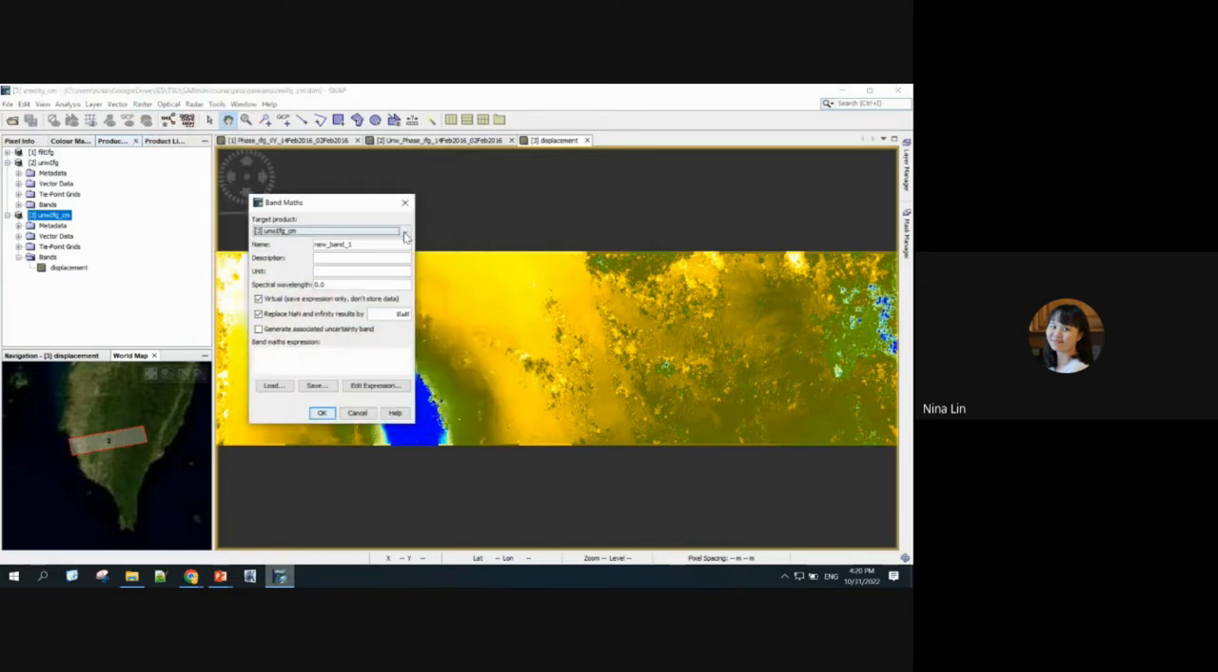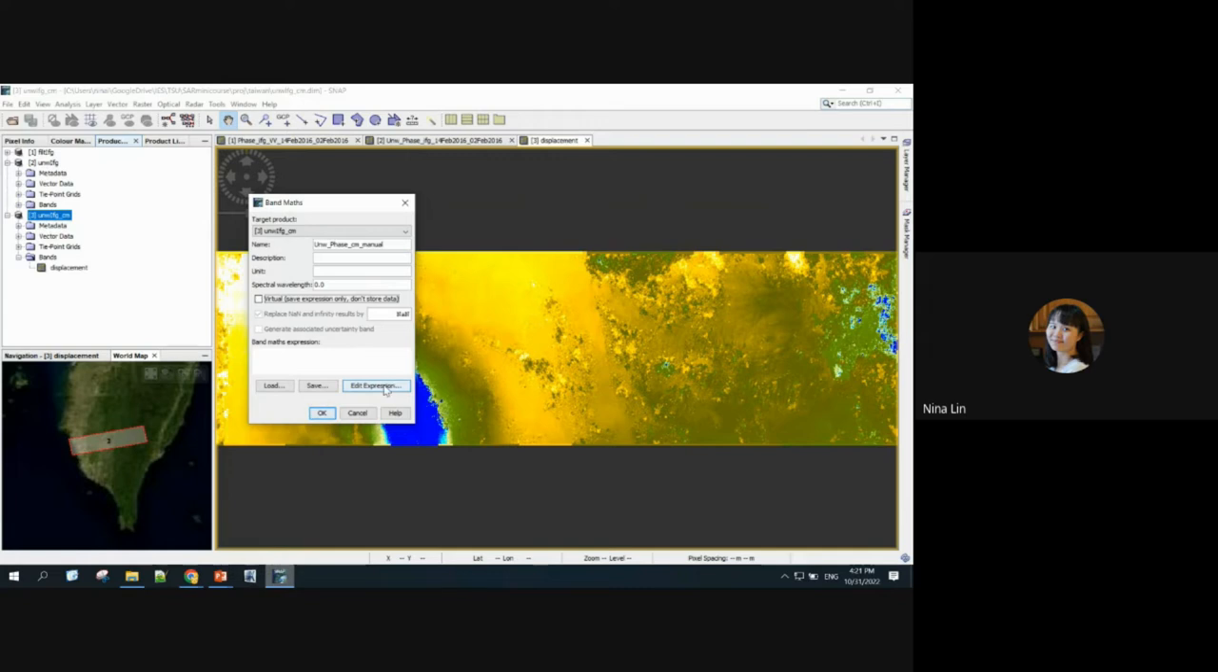So the target products, let's also choose this one. Let's change the name to UNW phase CM. Of course, you can add something like manual, which tells you that the output is a manually converted value. And we need to uncheck the virtual option, so that the data will actually be saved into this product. Otherwise, it will only be computed in the temporary memory. It's not going to be saved in an actual band.